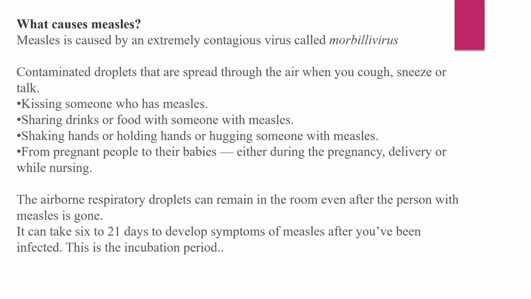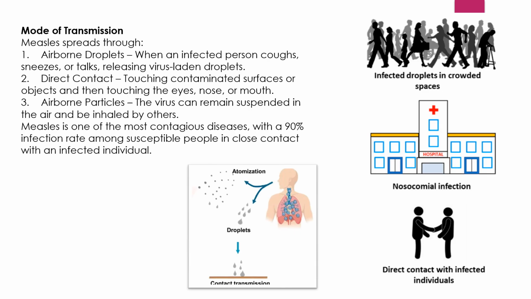When an infected person coughs, sneezes, or talks, they release virus-laden droplets. There is also direct contact, touching contaminated surfaces or objects and then touching the eyes, nose, or mouth, or airborne particles. The virus can remain suspended in the air, and when inhaled by others, it is transmitted to the lungs. So these are some of the ways you get measles. It can take 6 to 21 days to develop symptoms after you have been infected. This is called the incubation period.